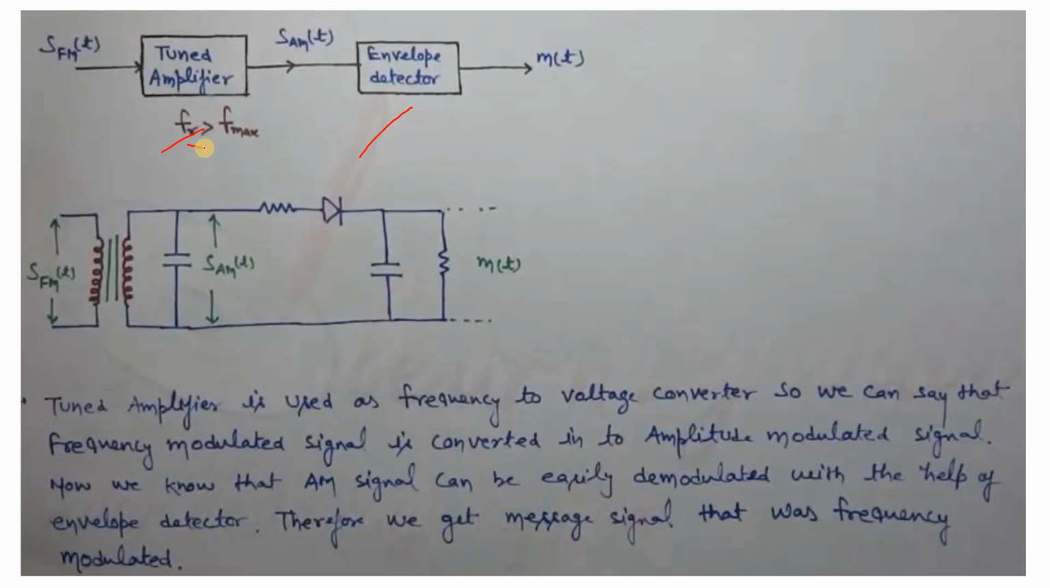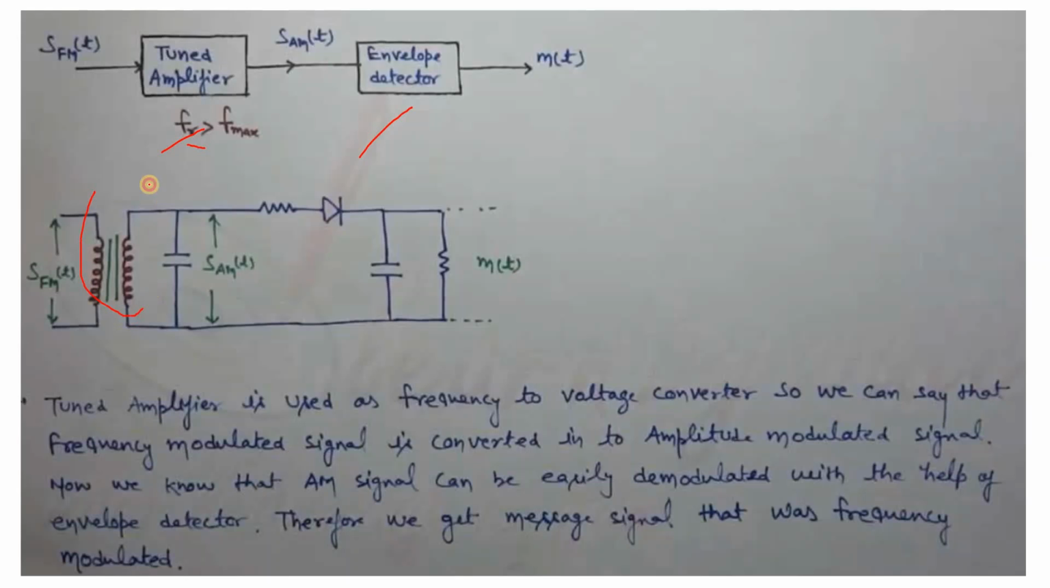Then what is F max? F max is the maximum frequency of the FM signal. It does not mean the maximum frequency of the modulating signal, but the maximum frequency of the carrier signal after modulation. You should understand that F max is the maximum frequency of the output of the modulator, that is, the FM signal. Generally, the maximum frequency is obtained at the positive peak of your message signal, and at the negative peak of the message signal, it is the minimum frequency.